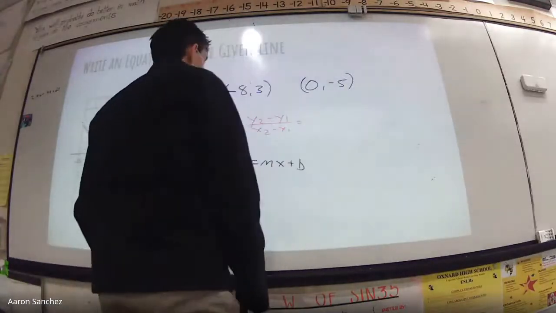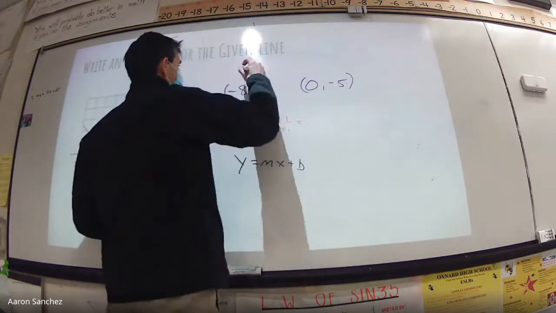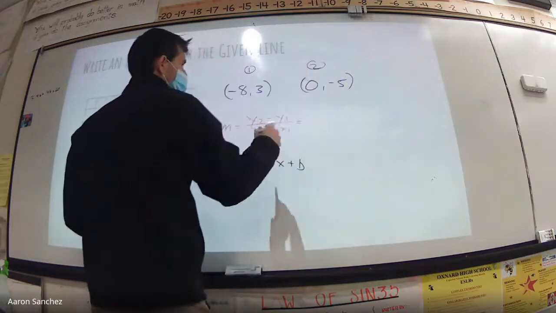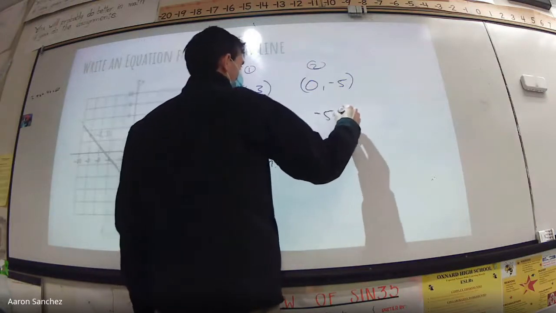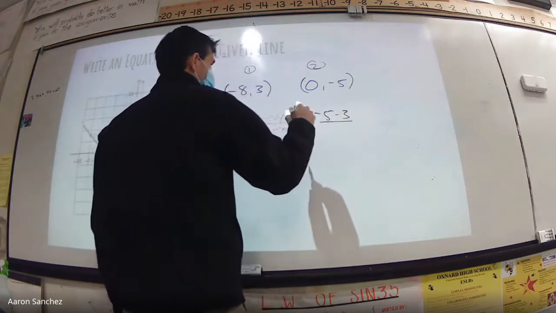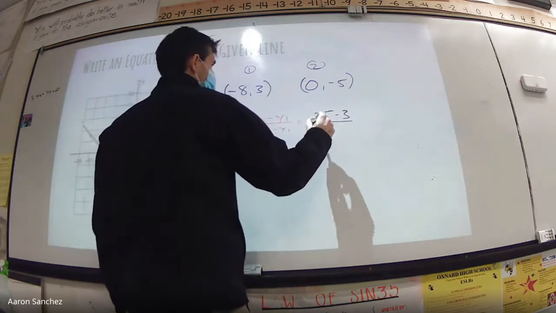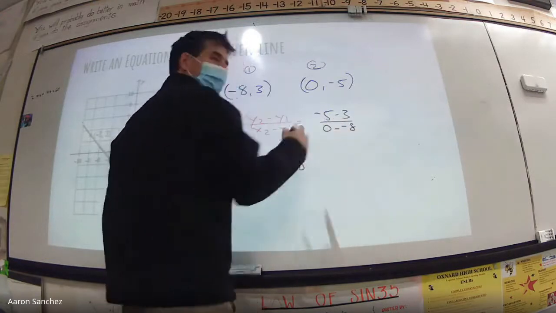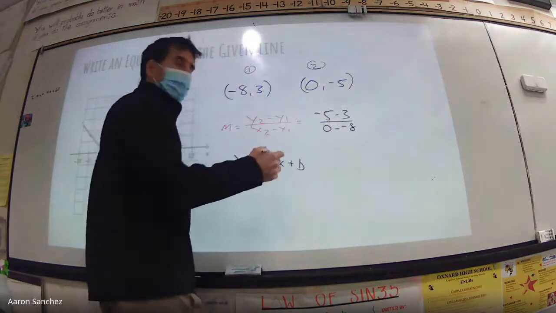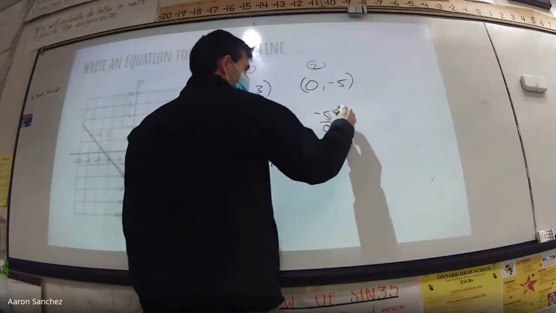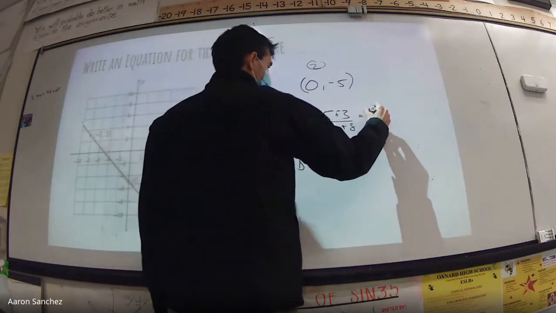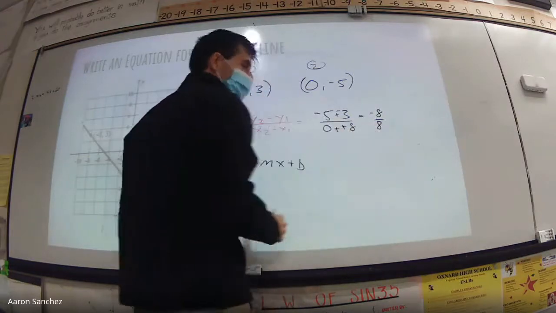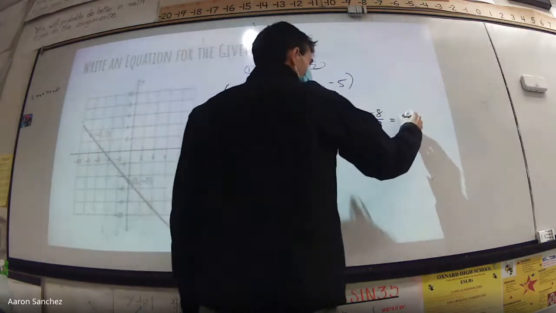Let's see how Edith got the slope. Let's call this point 1 and point 2. Doesn't matter, you can switch them around. So I go -5 minus 3 and 0 minus -8. Make sure it's minus -8, right? And so we change this to positive. So it's -8 over +8, which is equal to -1.